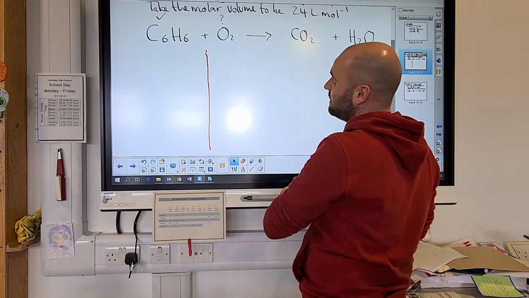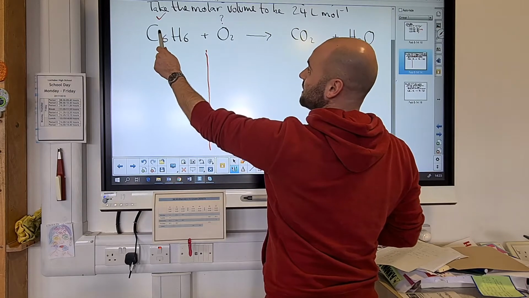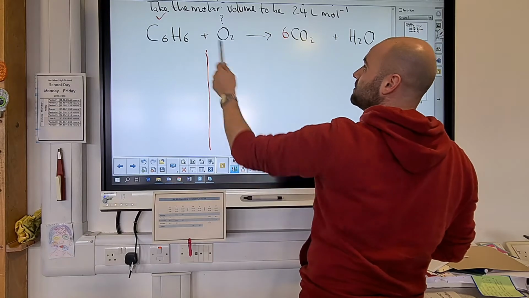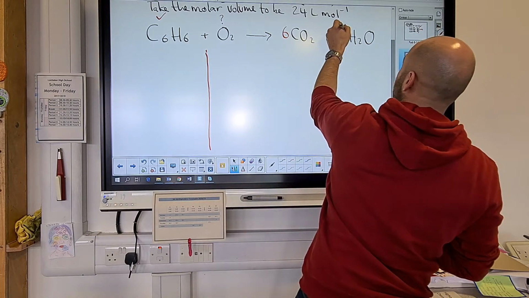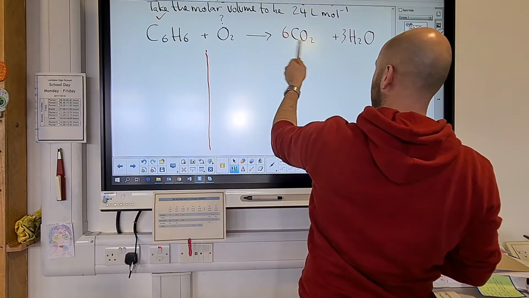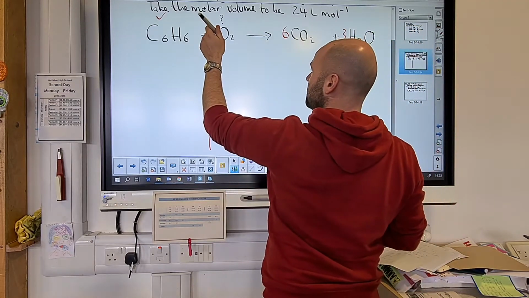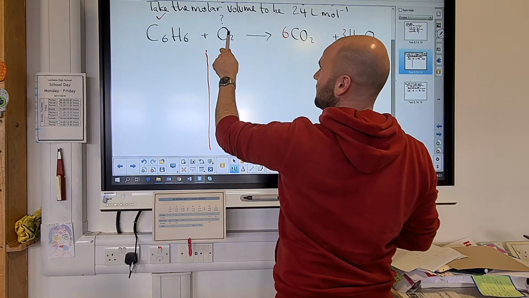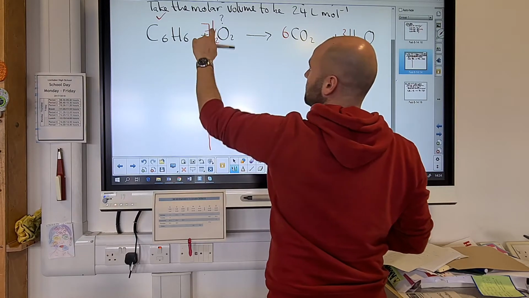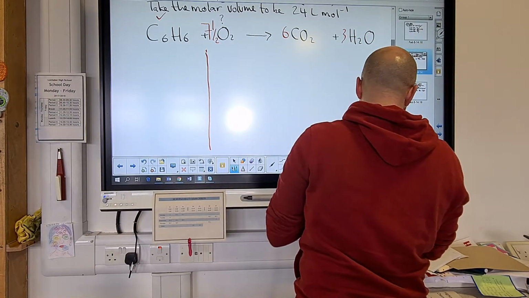Before I make a start with these, we always need to make sure that we've got a balanced chemical equation. 6 carbons before the arrow, so I'm going to need to put 6 carbons after the arrow. We've got 6 hydrogens, 3 times 2 is 6, and then I have a total of 12 hydrogens plus these other 3, so that's 15 hydrogens altogether. So I need this side to be 15 as well. So 7.5, 7.5 times 2 gives you 15. So this is now a balanced equation.